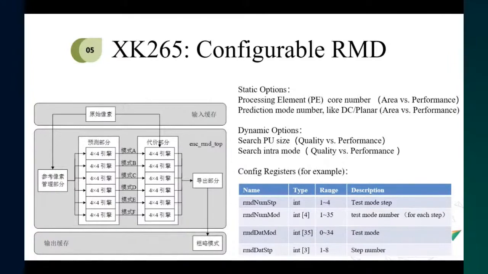Now, for the RMD modules, we provide the static options like the processing element PE, PE core number, and the prediction mode number, like DC or planar. You can disable it or enable it. And for the dynamic options for RMD, we provide the search PU size and also the search intra mode, which can be used to balance the quality and the performance of the encoder. And here we provide the configure registers for example. Here we just list part of the registers.